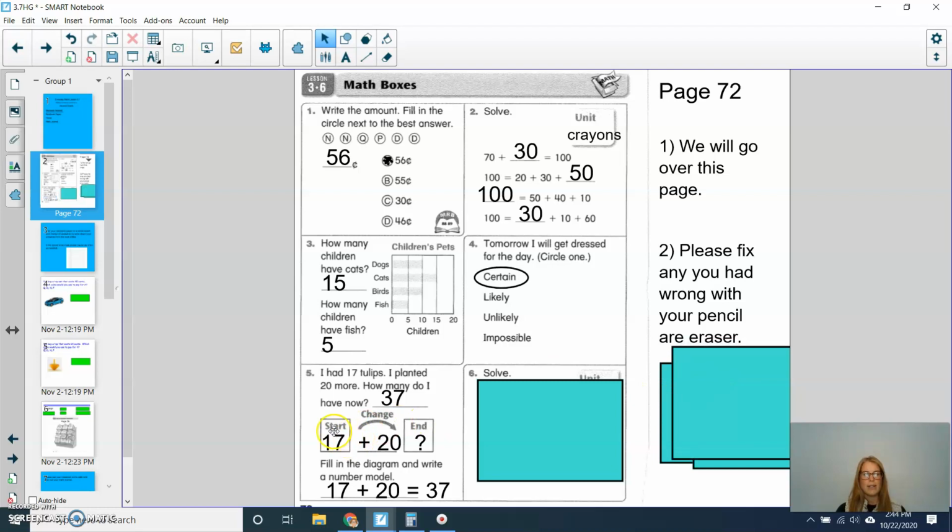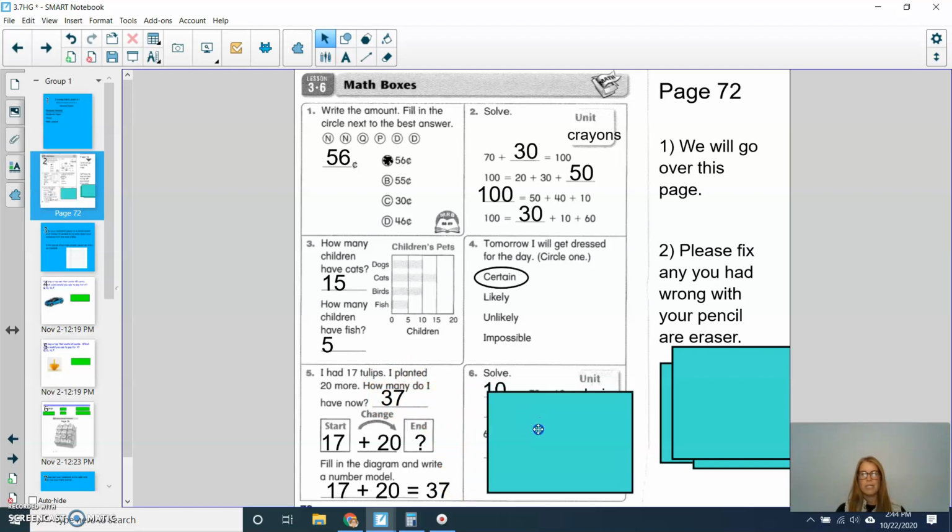So notice how I started with 17. My change is that I added 20. So I put a question mark. This is what I'm trying to solve. So 17 plus 20. I know that 10 plus 20 is 30. And then if I'm adding 7 more, I would get to 37. So my answer is 37.